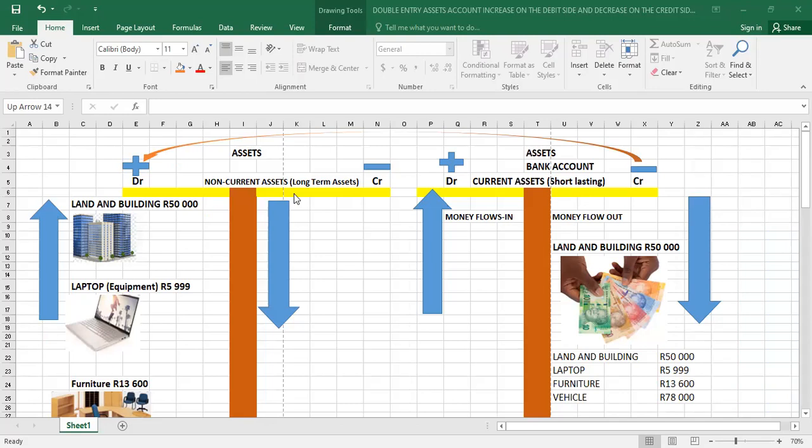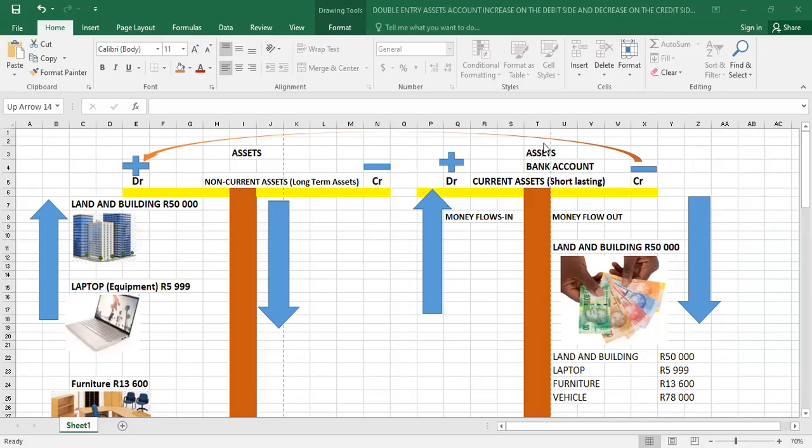Everybody. Today we are going to be dealing with two accounts. I have demarcated the assets account into two portions. The first asset account is of the non-current assets, which are also known as long-term assets. The non-current assets increase on the debit side and decrease on the credit side.